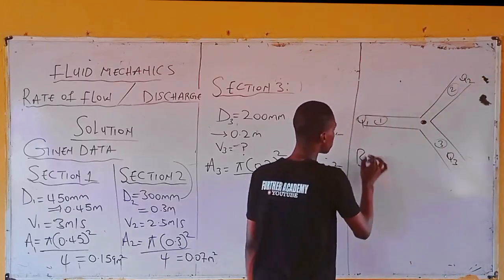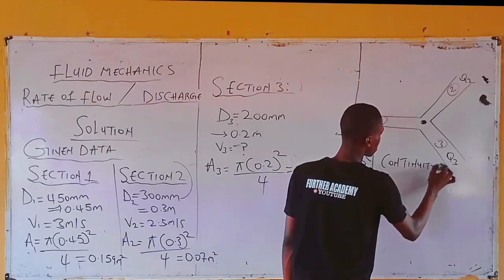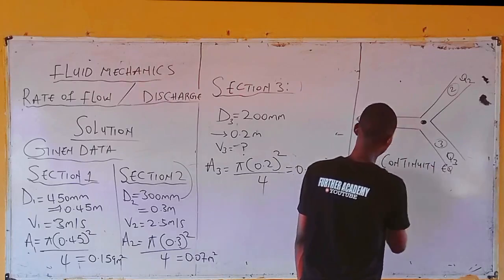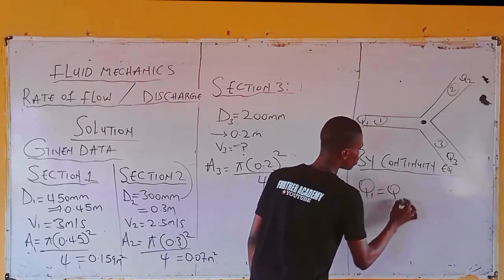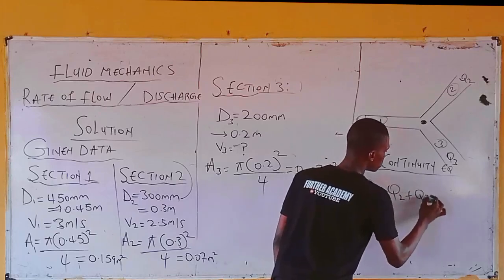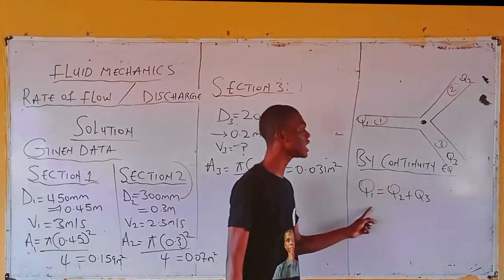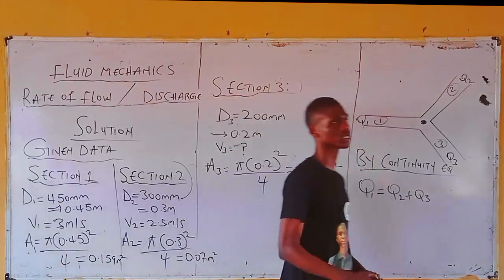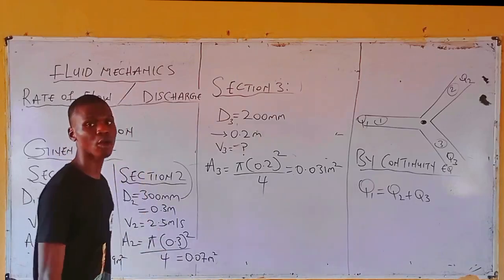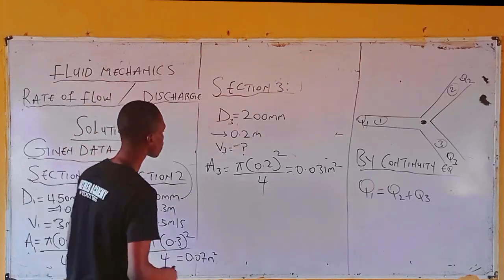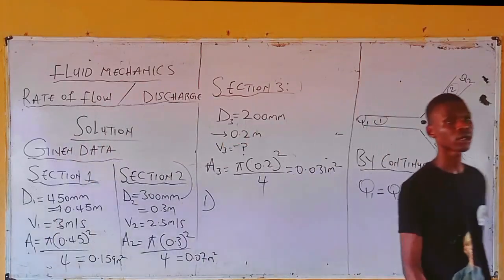By continuity equation, we have that Q1 is equal to Q2 plus Q3. By continuity equation, Q1, the inlet, is equal to the outlet. Now, go back to Roman figure 1. For Roman figure 1, what are we asked to calculate? The quantity of flow in the water.